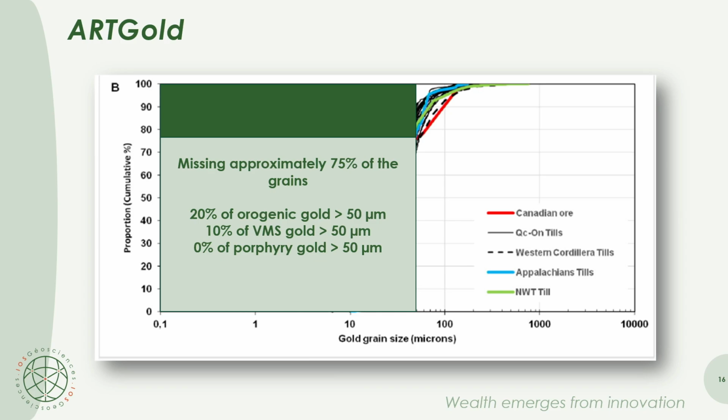Depending on the deposit type, if you work in orogenic gold, about 20% of the gold will be recovered. If you work in VMS, that's about 10%. And if you work in a porphyry system, just by sieving or on the Wilfley table, you lose all the gold if you take only 50 microns and up.